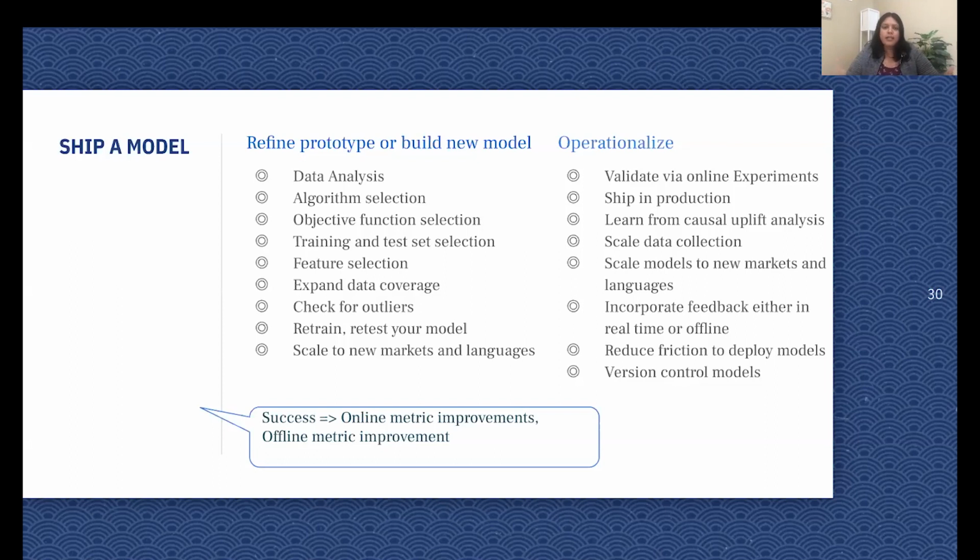I have this checklist in mind as I go into conversations in the execution phase. This is to ensure nothing is missed. And what does success look like in this execution phase? Success is through online metric improvements and offline metric improvements. So this is super important. Treat this slide as a checklist of the things that you need to keep in mind in the execution phase.